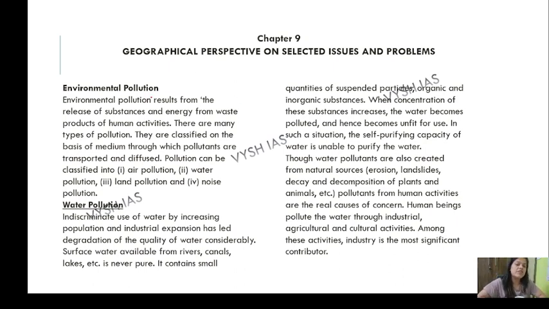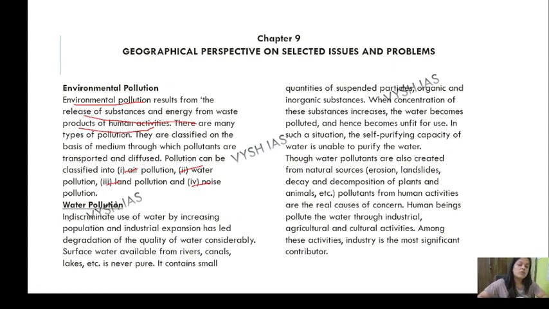When we talk about environmental pollution, the first thing that comes to our mind is the release of substances and energy from waste products of human activities. We are the major source of pollution. You also know from your school standards that pollution is classified into air pollution, water pollution, land pollution, and noise pollution. These are the 4 types.